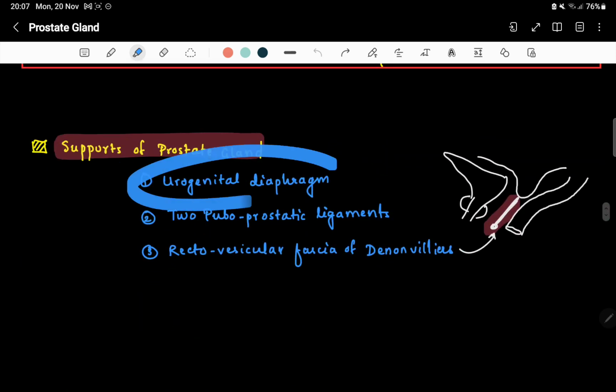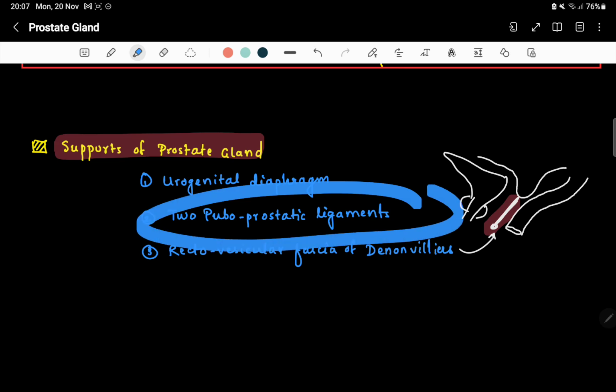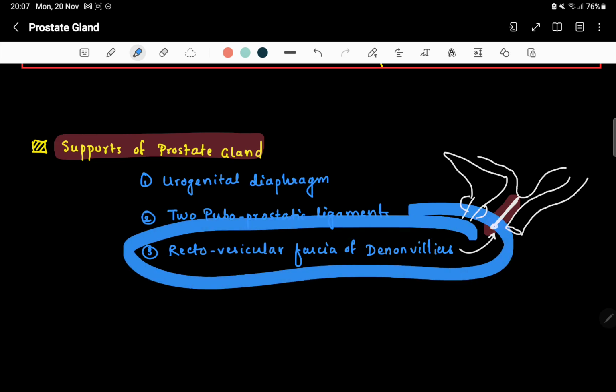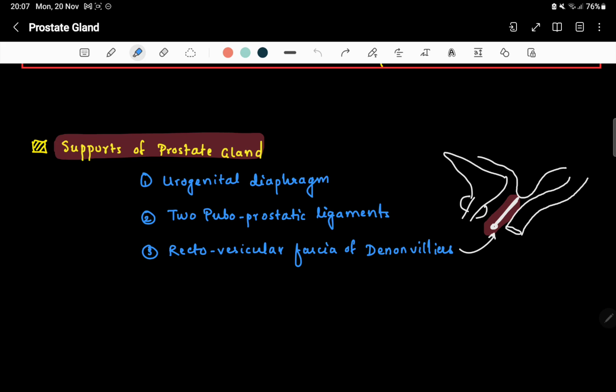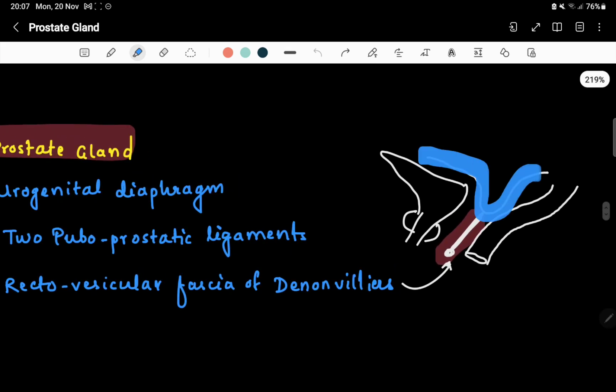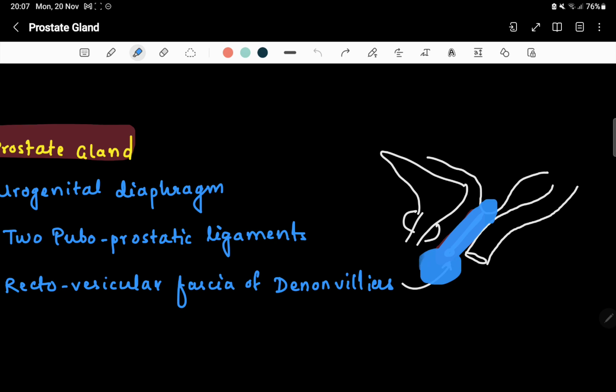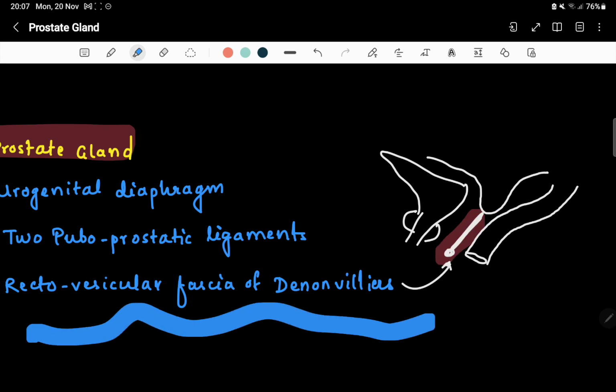What are the supports? We have the urogenital diaphragm, the two puboprostatic ligaments, and the rectovesicular fascia of Denonvilliers. This is the rectovesicular pouch or the rectouterine pouch or the pouch of Douglas. And then we have a fascia like this, which is called your rectovesicular fascia of Denonvilliers.